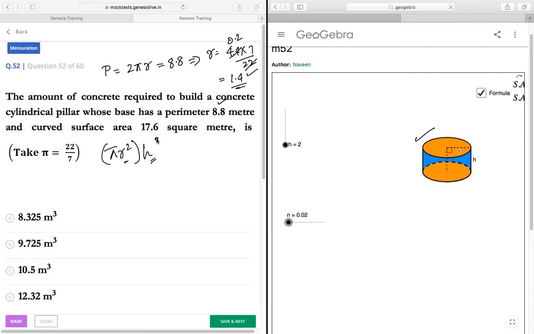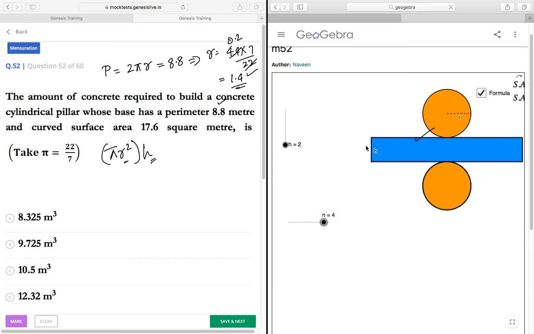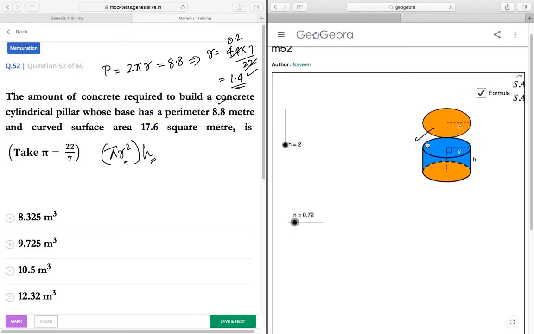Now the height, observe, the overall curved surface is nothing but this surface that you just saw. This whole curved surface is nothing but perimeter. This length is equal to the perimeter of the circle. This whole thing is nothing but the perimeter multiplied by the height. So perimeter into height gives me the curved surface area, which is equal to 17.6, they have given, and perimeter is 8.8. So the value of h is 17.6 by 8.8. You can directly observe 8.8 into 2 times is 17.6. So height is 2 meters. Hope this is clear.